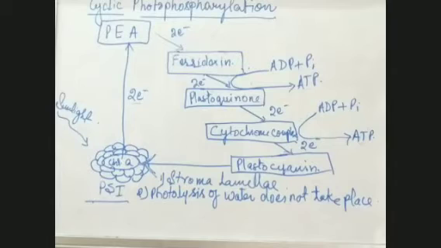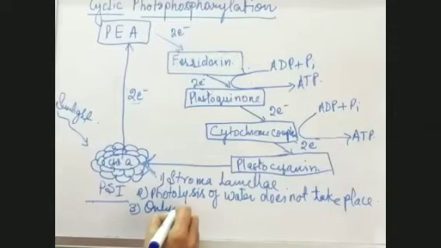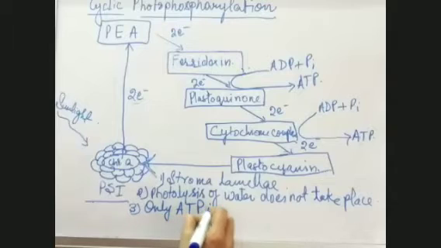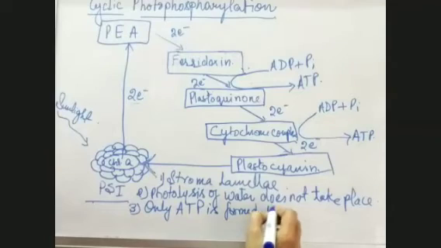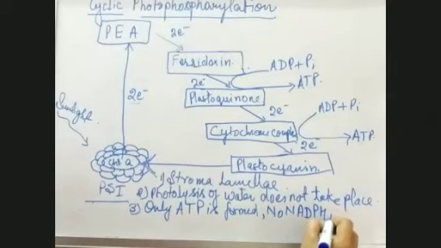The third important point, as you know here, only ATPs are formed. So you can write down in the third point, only ATP is formed. No NADPH is formed, only ATP is formed. This is the third important point of the cyclic photophosphorylation.